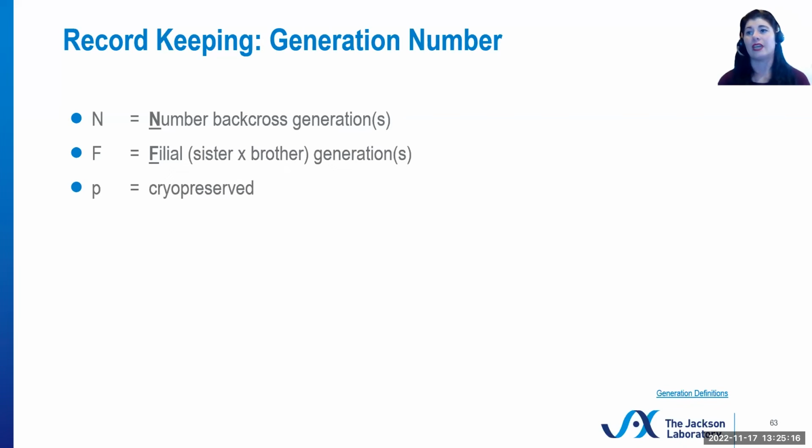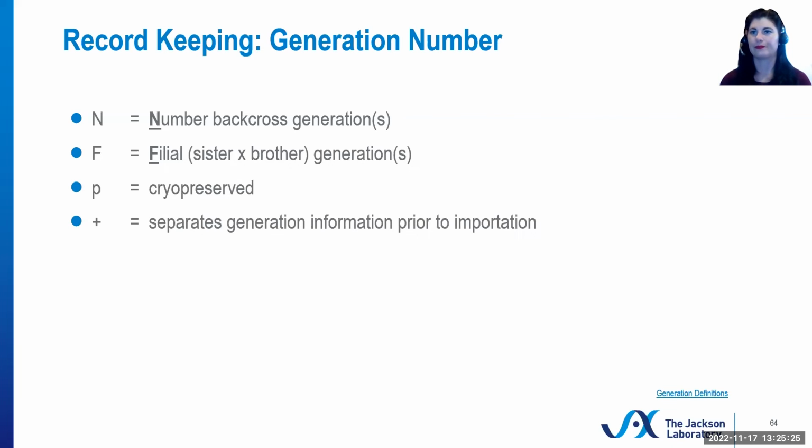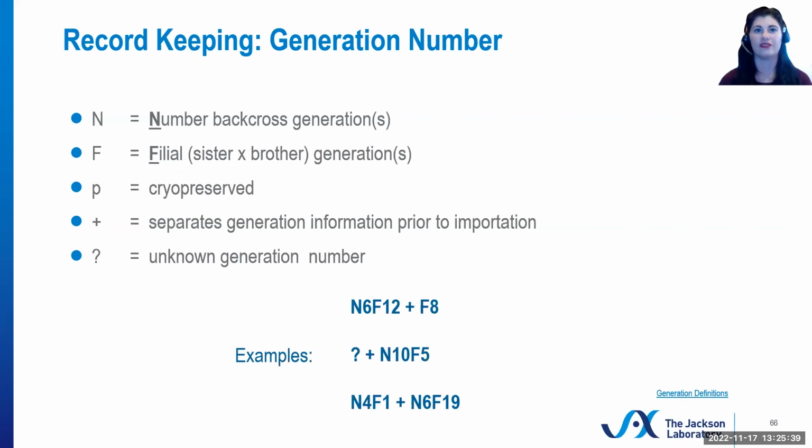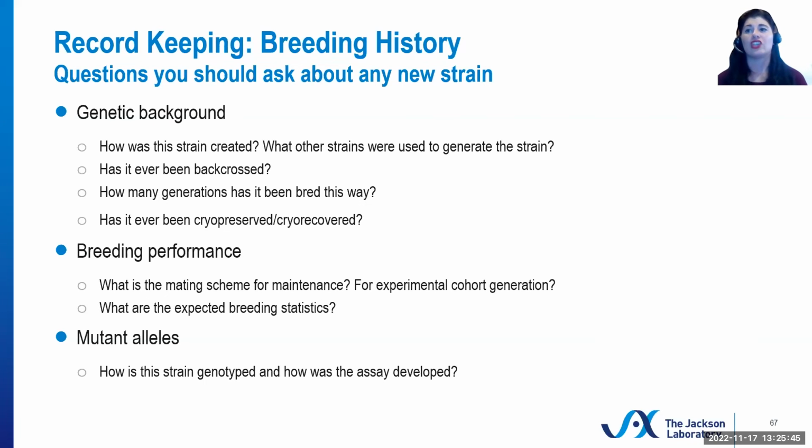When looking for a strain on our website, you may also encounter the following notations as well. P indicates the generation which has been cryopreserved in the strain history. Plus indicates generation information prior to the arrival at JAX and after its arrival at JAX. A question mark would indicate that the generation number is unknown, and you'll see a couple of examples here. When gathering information about a strain's history, obtaining information like this might be helpful. JAX provides strain data sheets for each of our strains, and these data sheets are a quick way to obtain a wealth of this information.